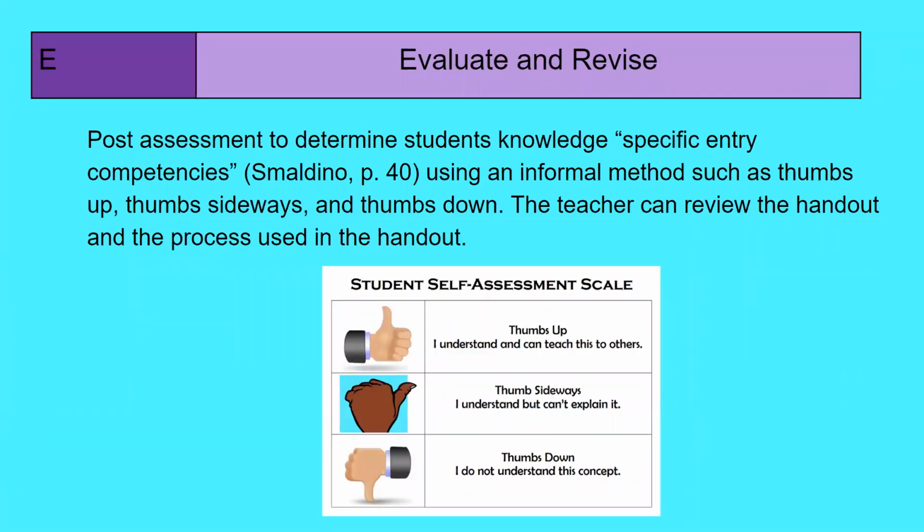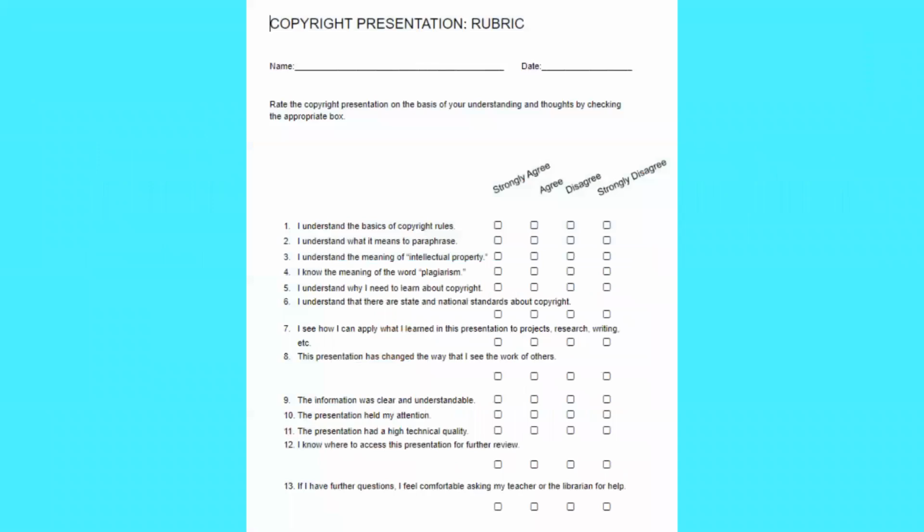For evaluating the students, after the presentation, we will have a post-assessment to determine the students' knowledge of specific entry competencies using an informal method such as thumbs up, thumbs sideways, and thumbs down. And we can review the handout and the process used in the handout.